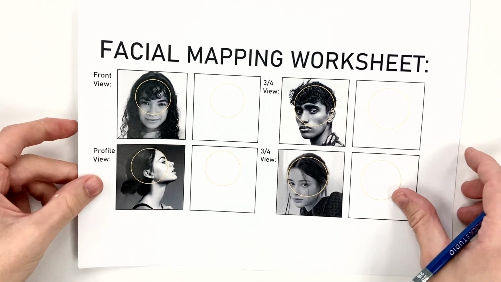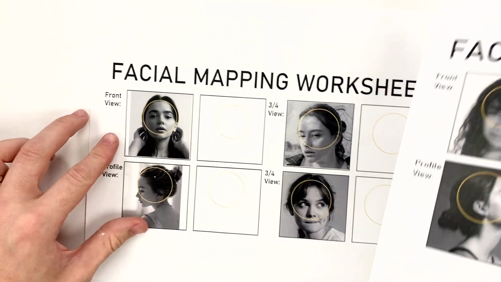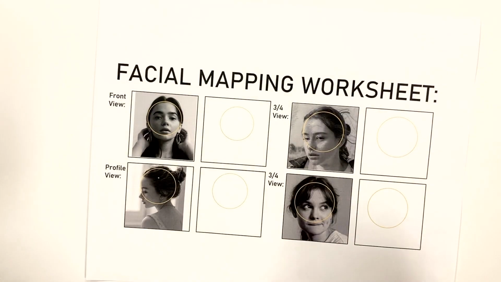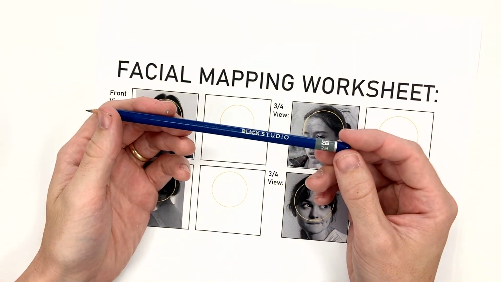So I've got these two different worksheets on my desk. You can just decide which group of people you want to draw. And we're going to be using just a regular 2B graphite pencil for this entire activity.